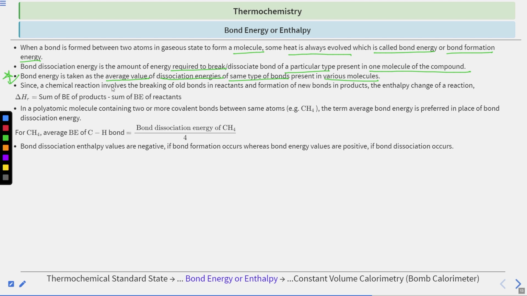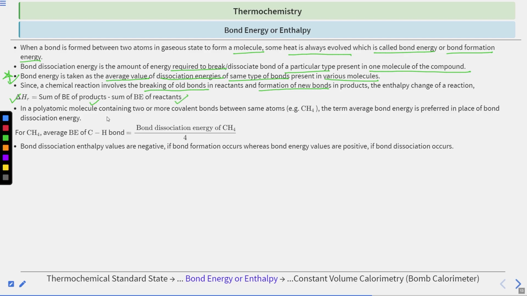Since a chemical reaction involves breaking of old bonds in reactants and formation of new bonds in products, the enthalpy change of a reaction, del H_R, equals the sum of bond energy of products minus the sum of bond energy of reactants.